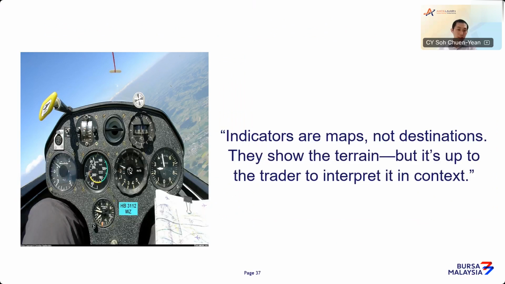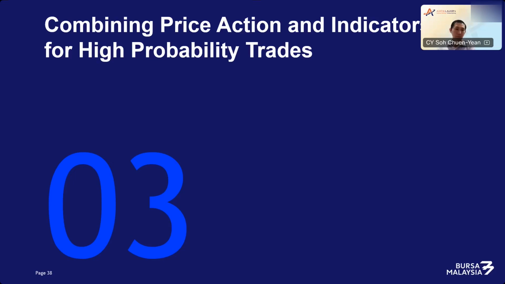Another thing I want to highlight is that indicators are just maps, they are not the destination. Why? Because they show you the terrain. Where are you at? What is the market doing? At what level is it? Is it high? Is it low? What is the condition of the market? Again, it is up to you as a trader how you are going to interpret it, and most importantly, interpret it based on the context. Now next, combining price action and indicators. Let's have a look.